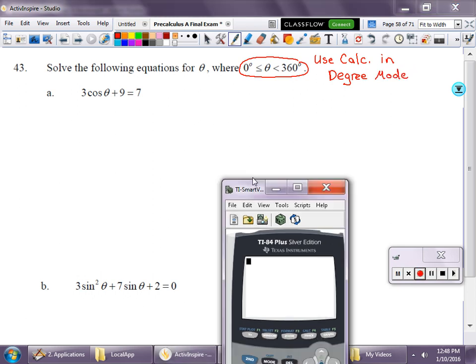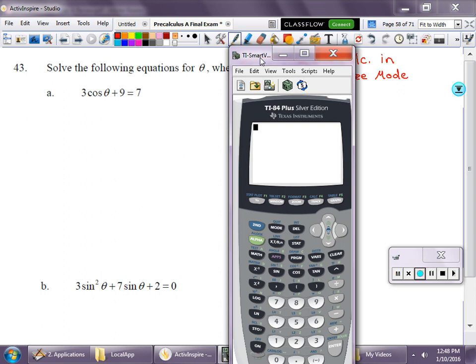Let's go ahead and look at that. The mode button is in the second column, second row. We're going to arrow down. It says radian; right arrow to degree. Where it's bold, press enter, and second mode will give you back to the home screen.